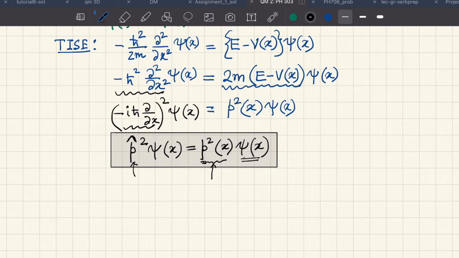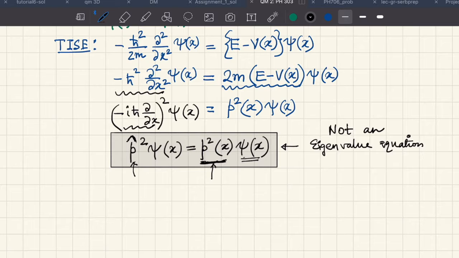Therefore, although at first sight you might be tempted to say that this equation is an eigenvalue equation, it is not. This is not an eigenvalue equation. So let me write it clearly that this is not an eigenvalue equation, because this quantity on the right hand side is not a number. So therefore, this is not an eigenvalue equation.